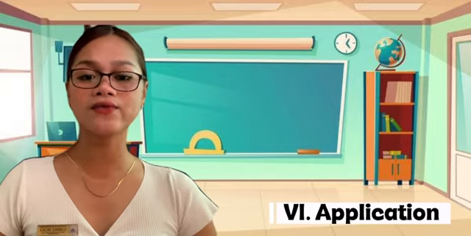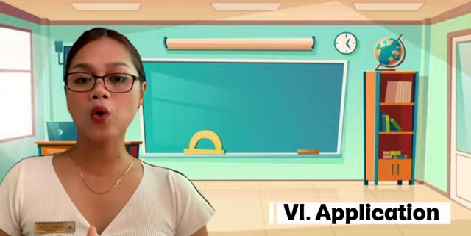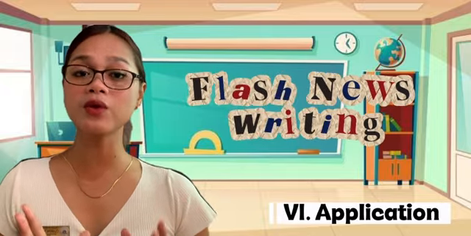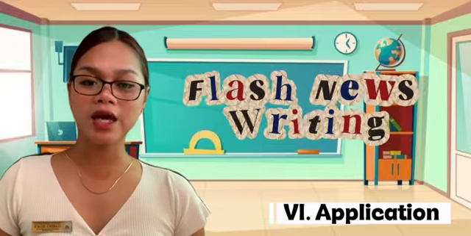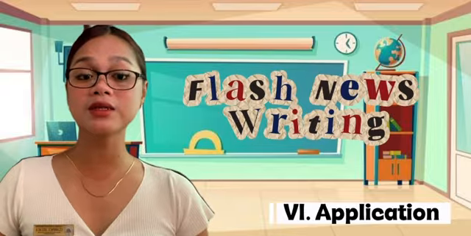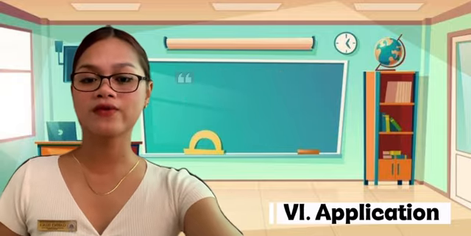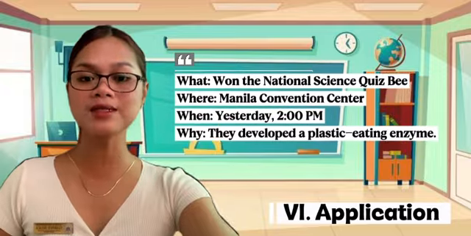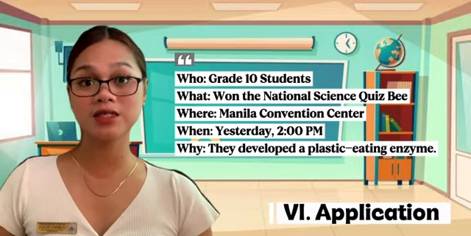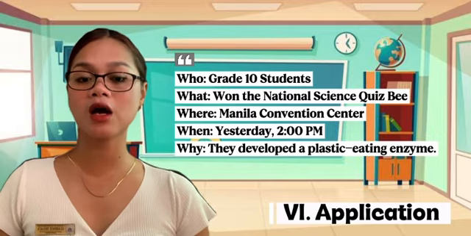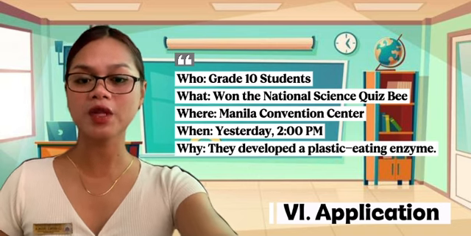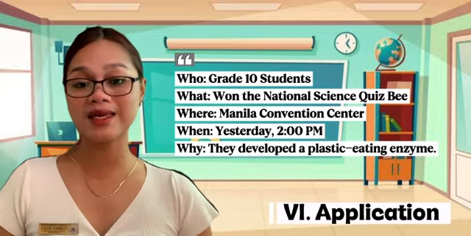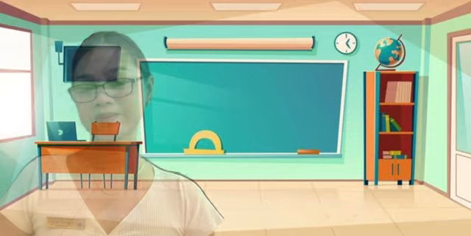For our last activity, it is called Flash News Writing. Working with a partner, your task is to compose a headline and a 2 to 3 sentence lead paragraph based on these raw facts. We have the who: grade 10 students; what: won the National Science Quiz Bee; where: Manila Convention Center; when: yesterday at 2 p.m.; and why: they developed a plastic-eating enzyme. Okay, for 10 minutes, you can now work with your partner.